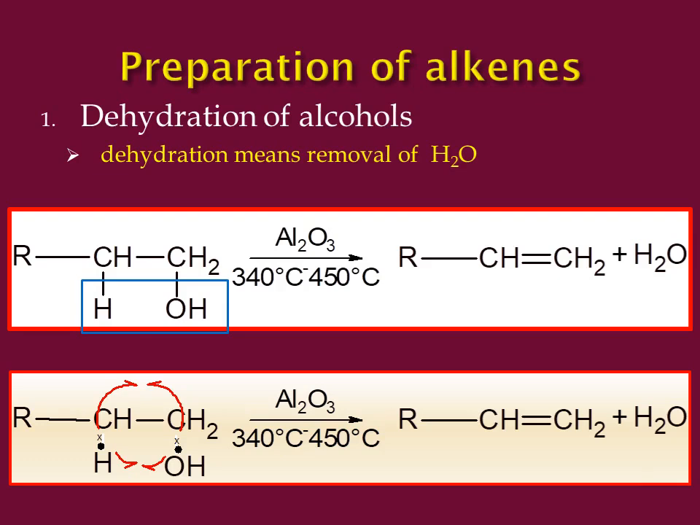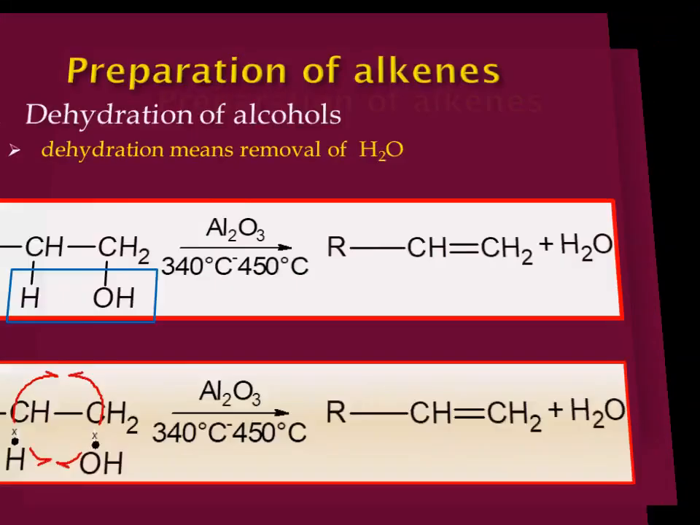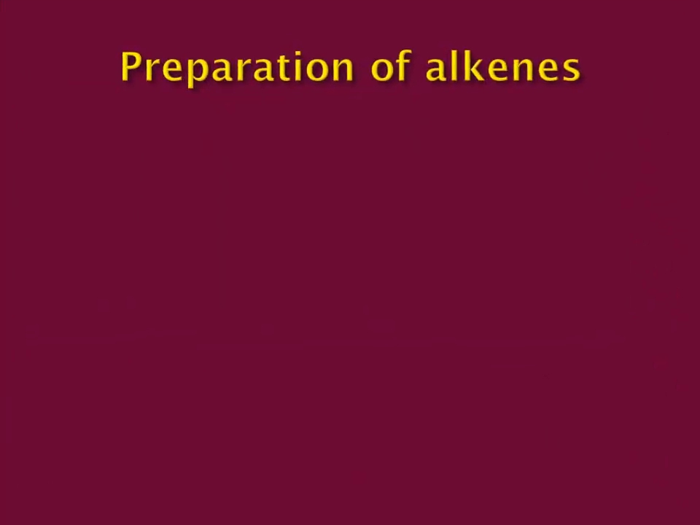The other chemical reagents that you can use instead of aluminium oxide are phosphorus pentoxide, sulfuric acid, phosphoric acid. They are also used for dehydration of alcohols.